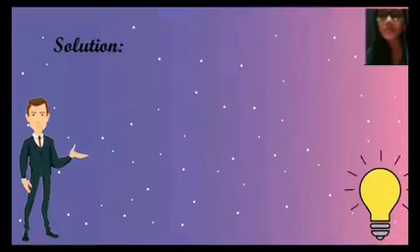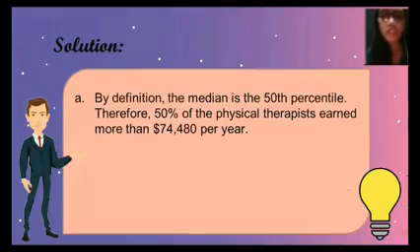Next, according to the concept, the place of the percentile is also the value of the percent. So here the answer is, by definition, the median is the 50th percentile. Therefore, 50% of the physical therapists earned more than $74,480 per year. Because it was stated in the problem that $74,480 is the 50th percentile, the place of the percentile is also equal to the percentage.